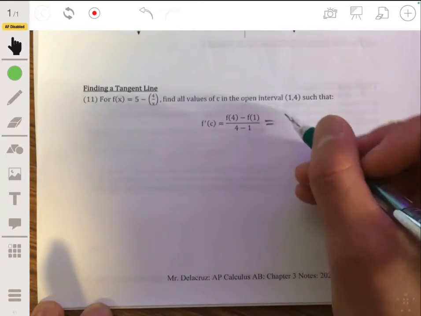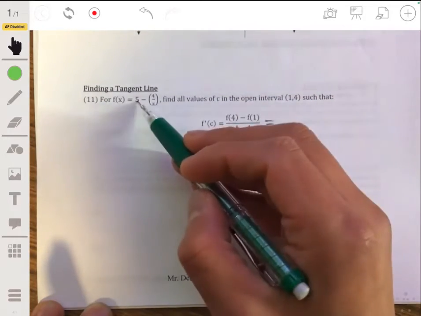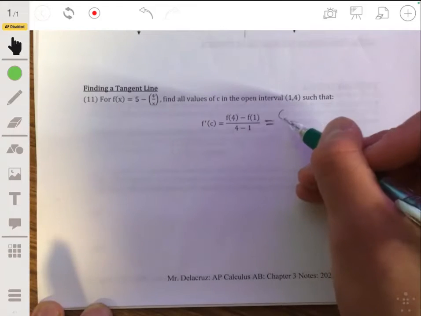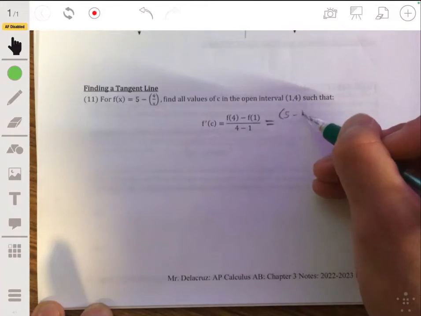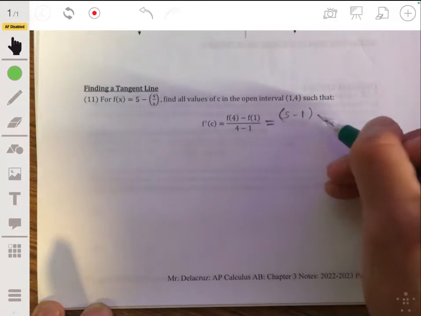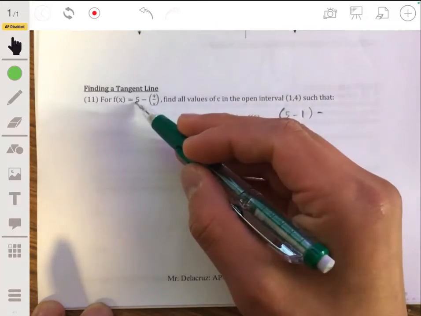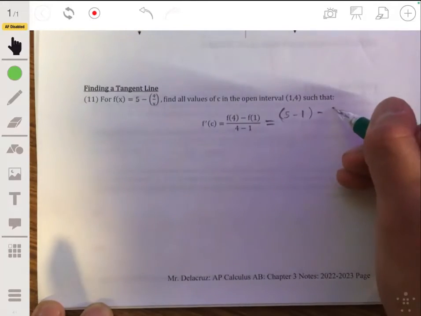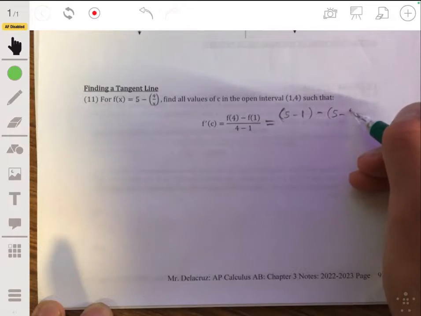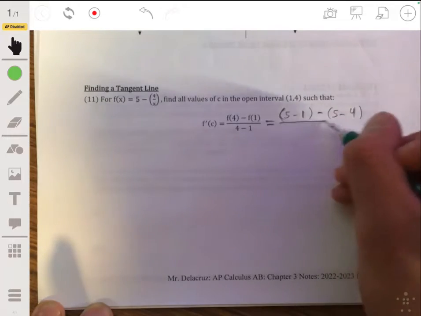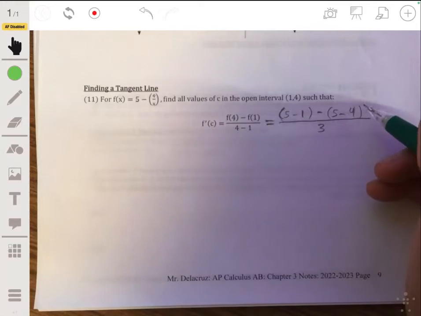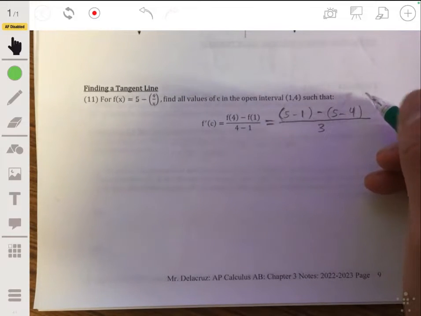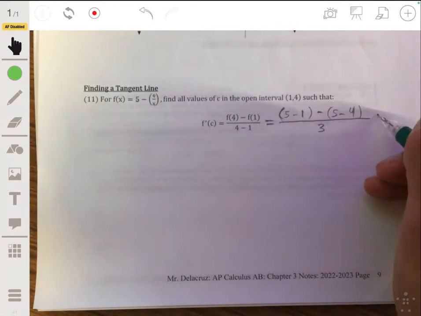So let's first find what this number is. It's going to give me a number. f of 4, you plug 4 in here, remember? It's 5 minus 4 over 4, which is just 1, minus f of 1, which is 5 minus 4 over 1, which is just 4, all over 4 minus 1, which is just 3. And this will just be 3 over 3.